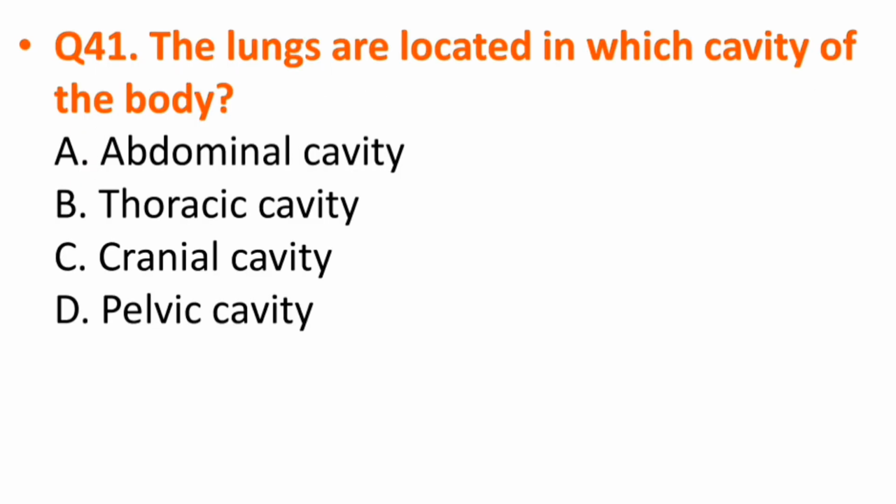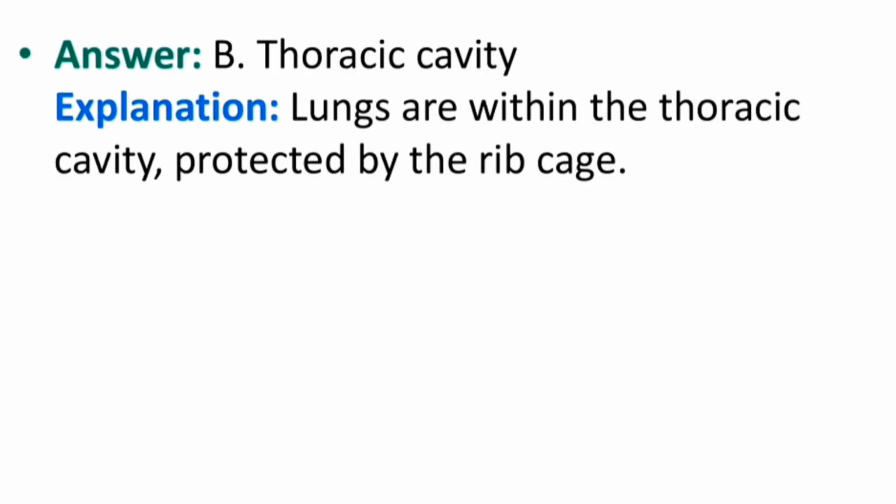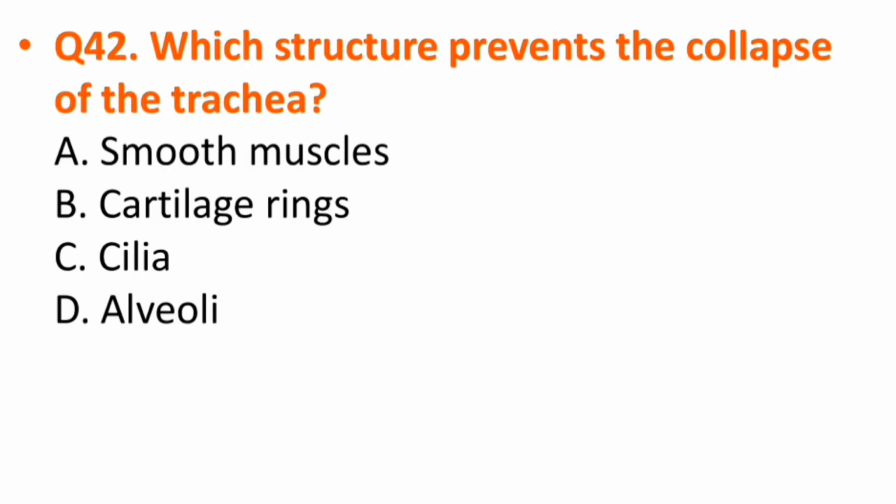The next question: the lungs are located in which cavity of the body? Option A abdominal cavity, option B thoracic cavity, option C cranial cavity, option D pelvic cavity. The correct answer is option B thoracic cavity. Lungs are within the thoracic cavity, protected by the rib cage.